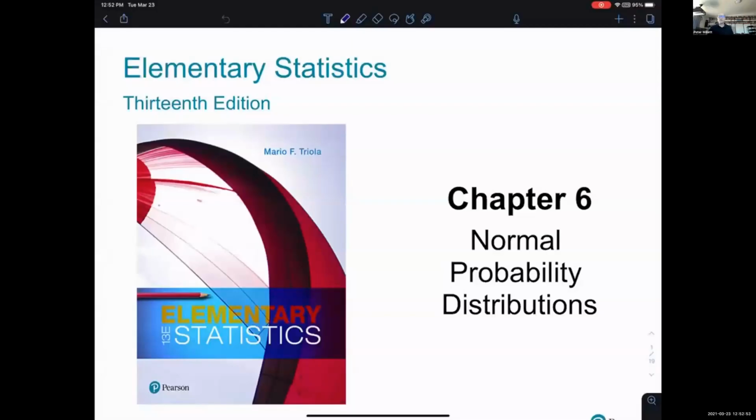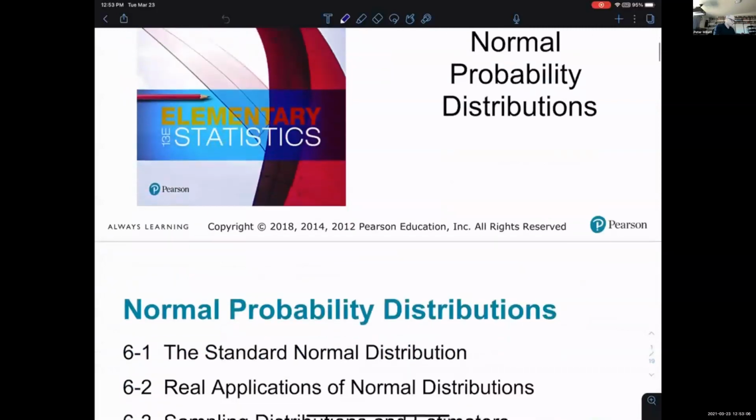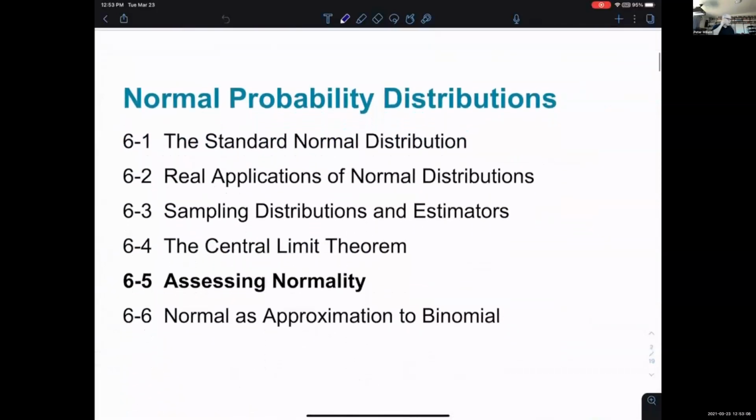We now reach our final section of chapter 6. Chapter 6, about normal probability distributions, began with the standard normal distribution represented by that bell-shaped curve. And then in 6.2, we looked at real applications of a standard normal distribution.